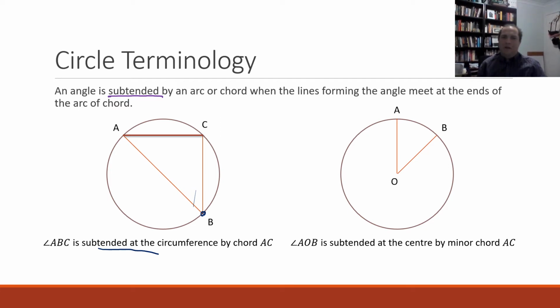And that chord AC has lines drawn to the circumference, and that's our angle ABC subtended by AC at the circumference. Angle AOB: AB is our arc here, and that arc subtends this angle at the center. So different angles, this first one at the circumference is subtended by a chord. This second angle is subtended at the center. That's where the angle is formed, at the center by the arc AB. So a couple of other things to be aware of, looking at how angles are subtended by arcs or chords.